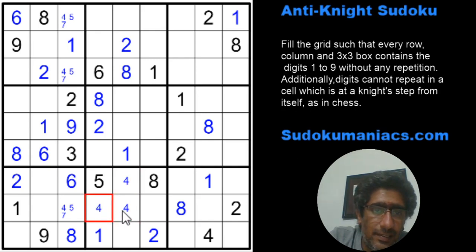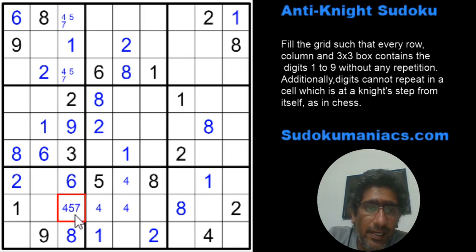Now, these 3 cells. If the 4 was in row 8, obviously it cannot be here. But if the 4 was in row 7, it would still be at a knight step. Correct? So irrespective of where the 4 is placed in box 8, I cannot have it in row 8 column 3. So I can eliminate the 4 from row 8 column 3.